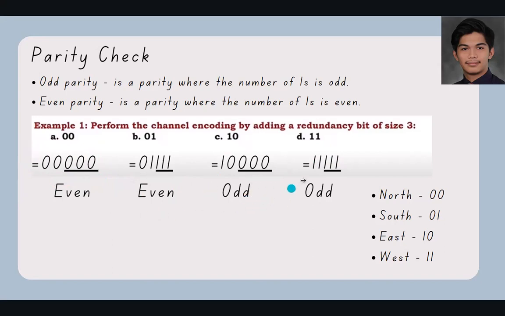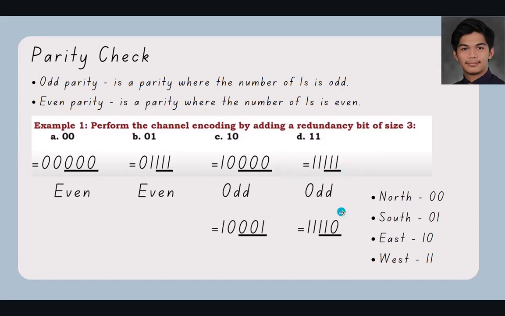This is where noise occurs. This example is disrupted by the noise since they are not actually even. So in order to solve that problem, we're going to change the last bit of each code word to make it even. So in this case, this will become 1, and this one will become 0.